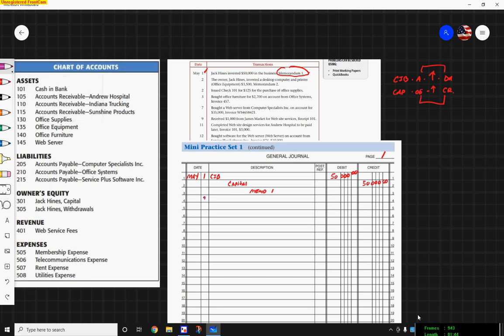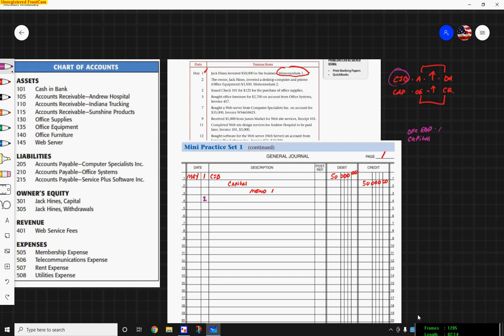Okay, let's put the date in there. There's May 2nd. The owner invested a desktop computer and printer, which the account is the office equipment, valued at $3,500. So office equipment and investment. Again, he put value into the business. So that's the capital. Same as cash, right? It's value. The equipment was worth something.